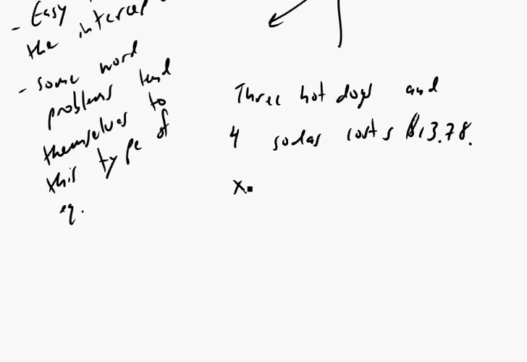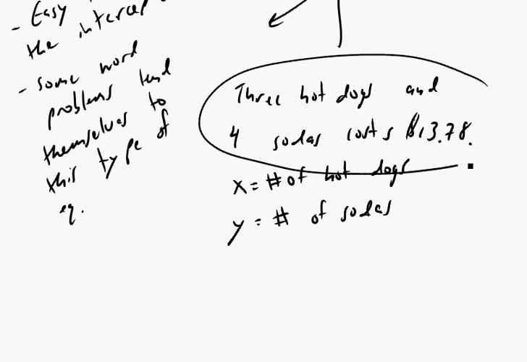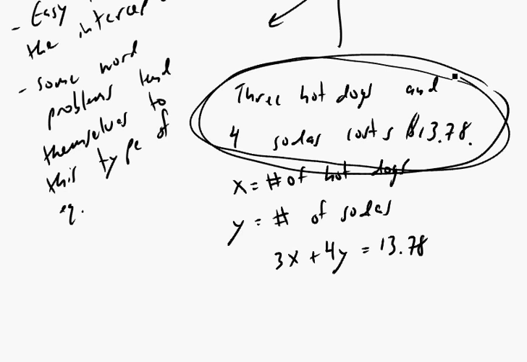Well, if you let x equal the number of hot dogs and y equal the number of sodas, then taking this sentence, you can translate it into the equation 3x plus 4y equals 13.78. If you try to take this situation, these words, and try to write an equation in slope-intercept form or point-slope form, I think it wouldn't be nearly as easy as writing this equation.